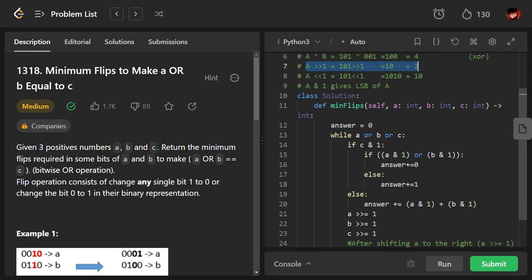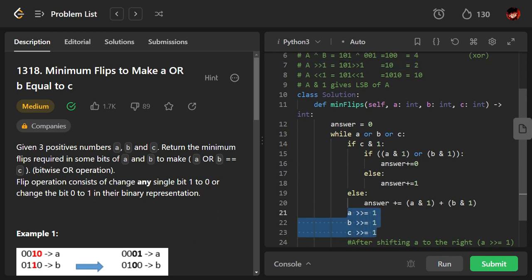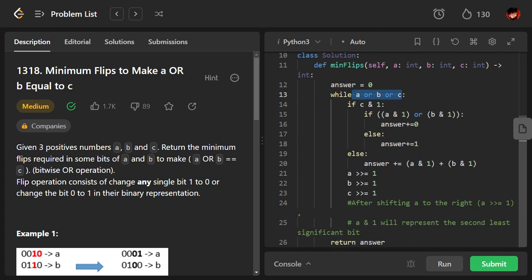So this is what right shifting means. Right shifting means the LSB will be eliminated. The bit which is left to the LSB will now become the LSB. Now this thing will again continue. See what the condition is that I have given here: till any one of them is 1. Till all of them are not 0, this will be executed. That is the basic idea.